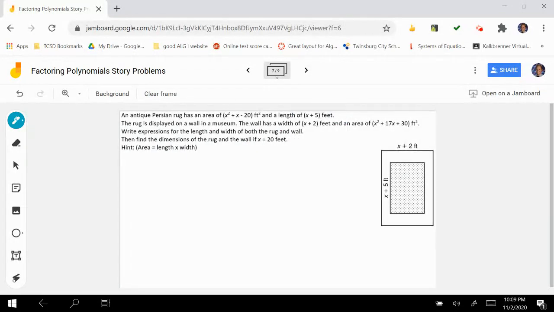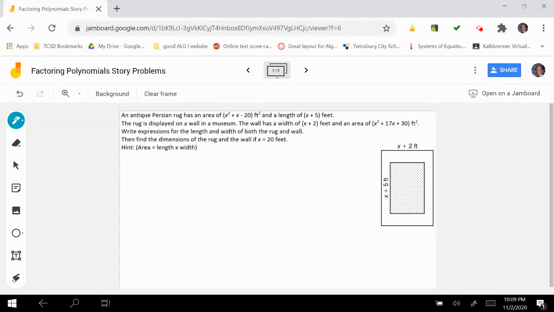An antique Persian rug. I always love these kind of questions because it's like, holy cow, antique Persian rug. Okay, maybe one day I can afford that. Has an area of x squared plus x minus 20 feet squared and a length of x plus 5 feet. The rug is displayed on a wall in a museum. The wall has a width of x plus 2 feet and an area of x squared plus 17x plus 30 feet squared. Write expressions for the length and the width of both the rug and the wall. Then find the dimensions of the rug and the wall if x equals 20 feet. Hint, area equals length times width.